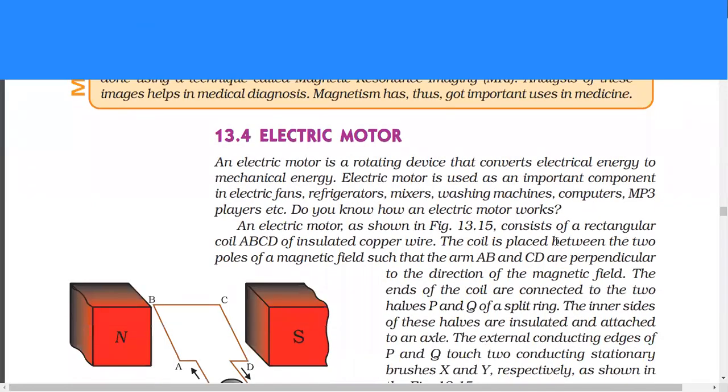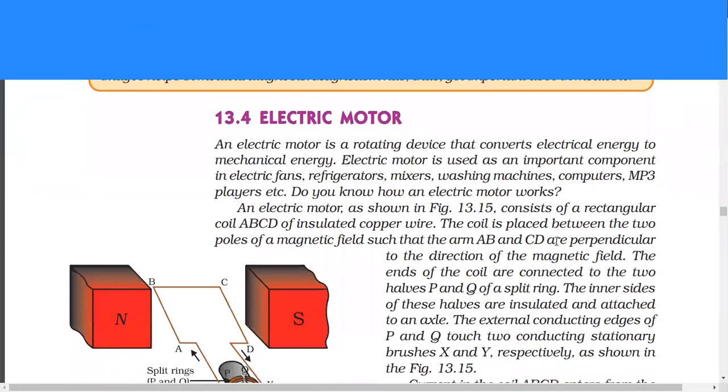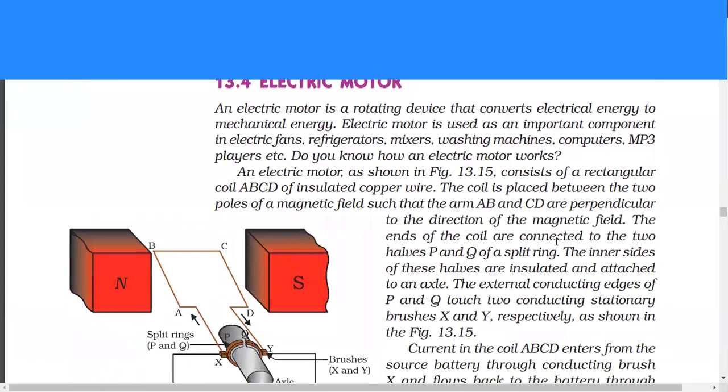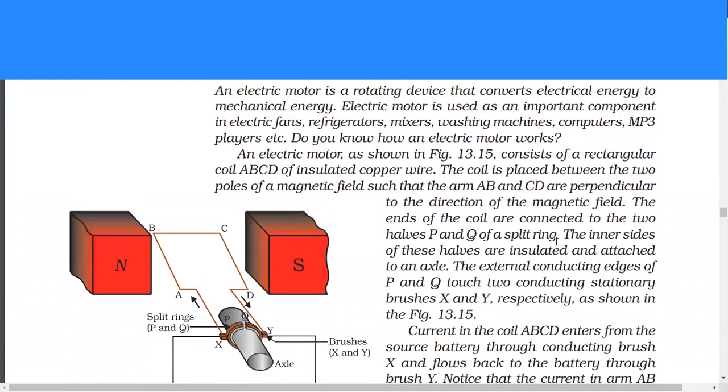Electric motor. An electric motor is a rotating device that converts electrical energy to mechanical energy. Electric motor is used as an important component in electric fans, refrigerators, mixers, washing machines, computers, MP3 players, etc. Do you know how an electric motor works?